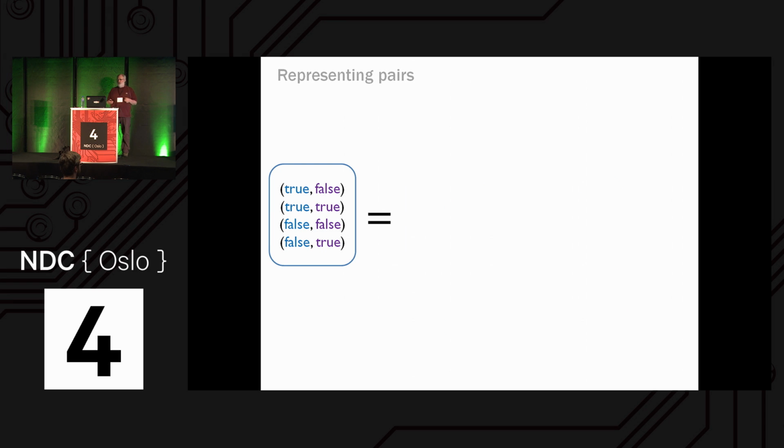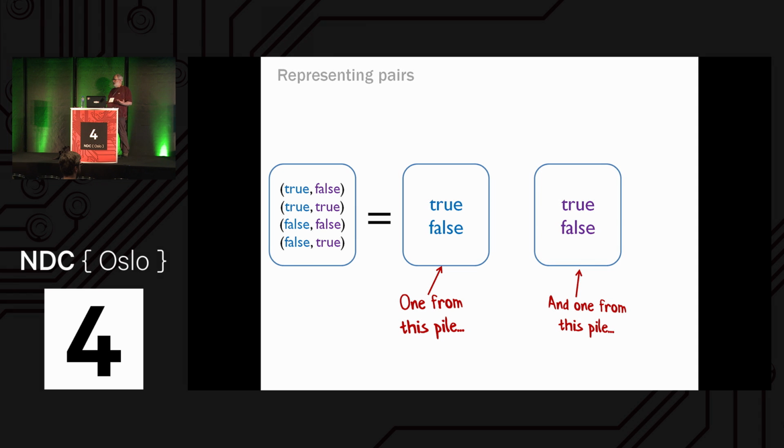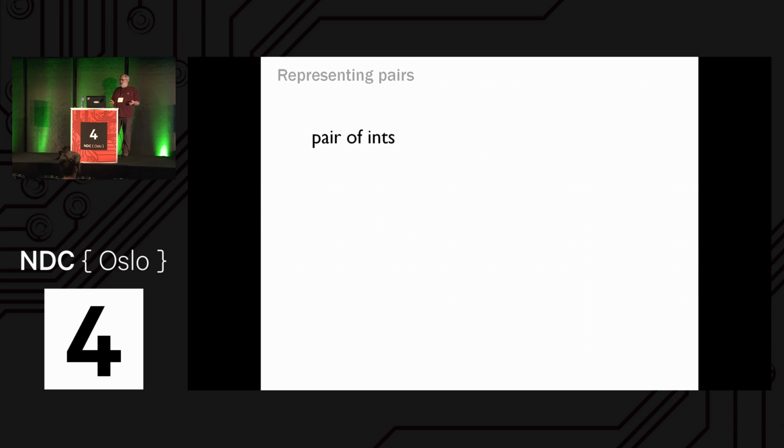What about if you have a pair of booleans? There's 2 possible booleans in the first pile, 2 possible booleans in the second pile. How many possible pairs are there? There's 4 possible pairs. It's 2 times 2. So we call this multiplying the types. A pair of ints is written as int times int, and a pair of booleans is written as bool times bool. So that's why we use the multiplication.